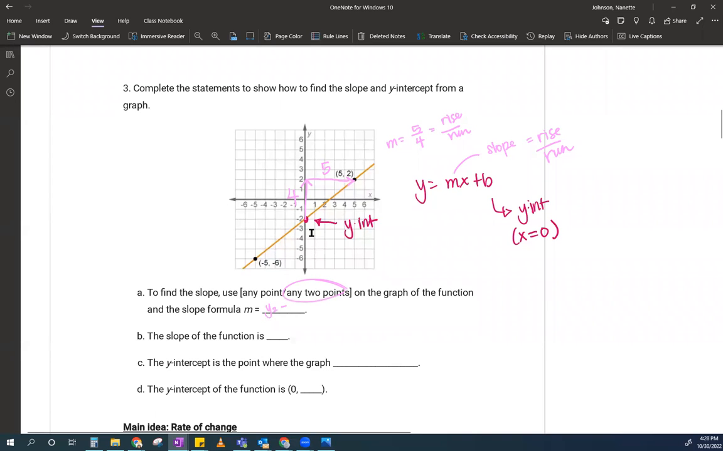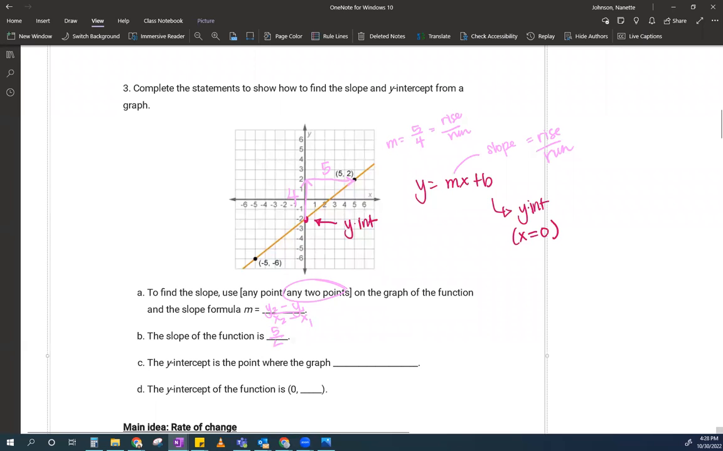Where the y-intercept is the point that, in that case, is the point (0, -2). So (0, -2) is my answer. And it's the point where the line intersects the y-axis. Where the graph intersects the y-axis.